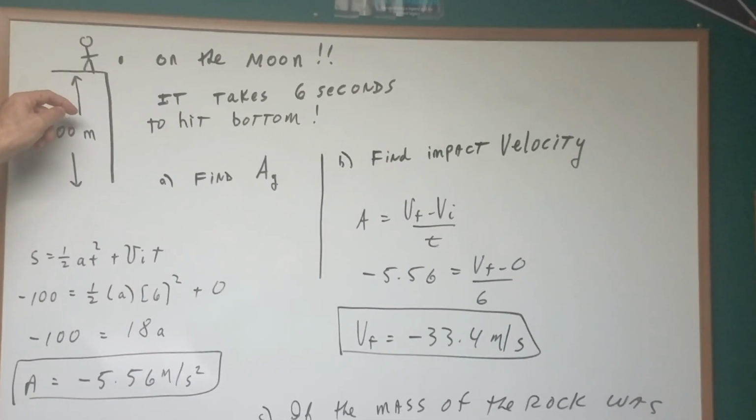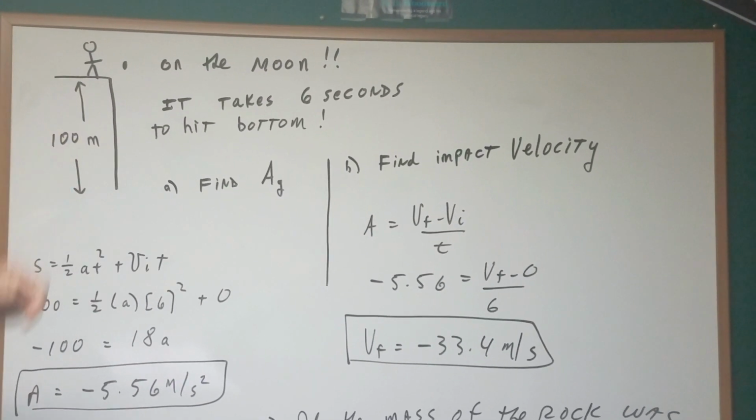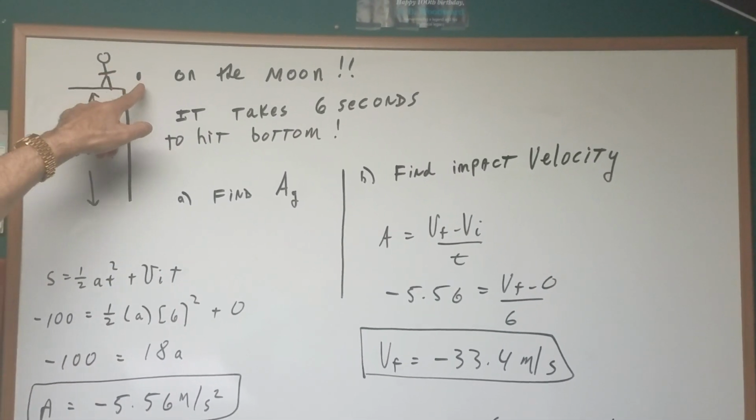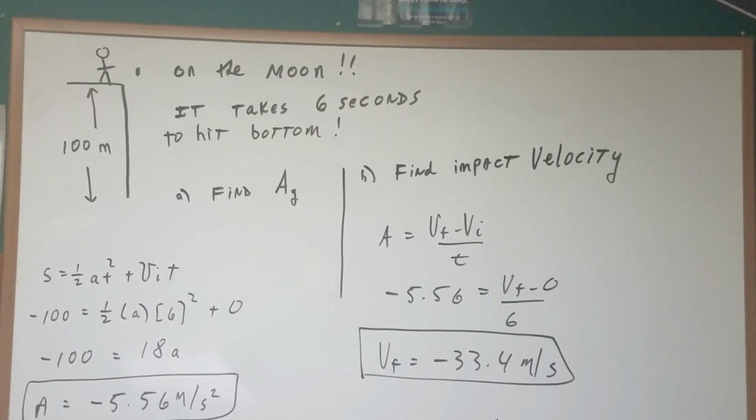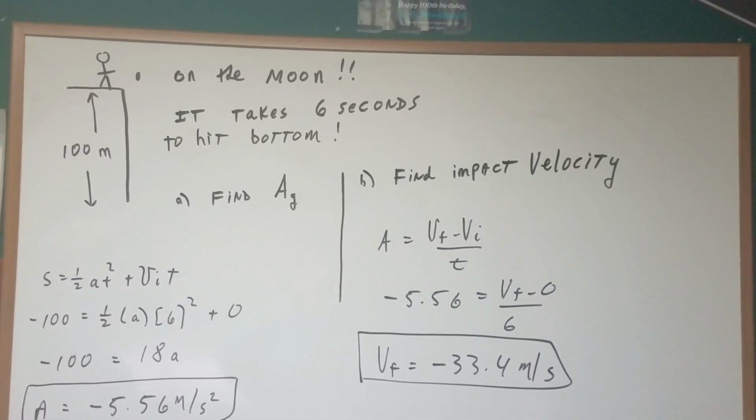I like to draw stick figures. I'm not a good artist. There's the 100-meter crater. There's the astronaut. He throws the rock down. He drops it, I should say. Whenever someone says drops in physics, it means the initial velocity was 0.